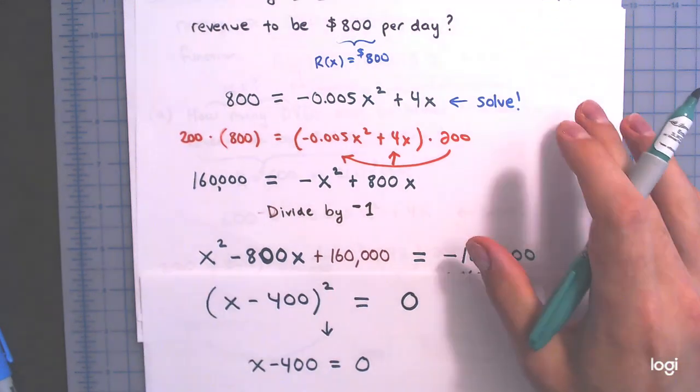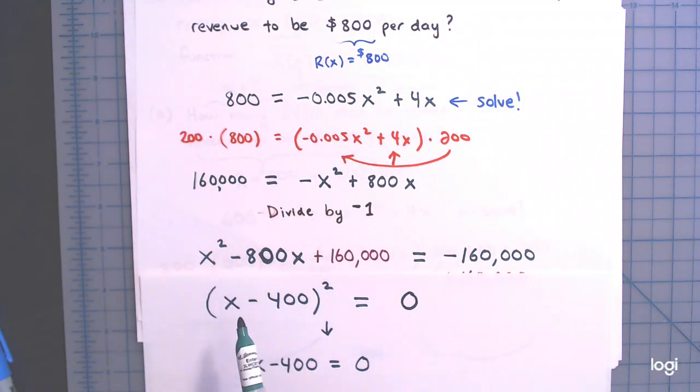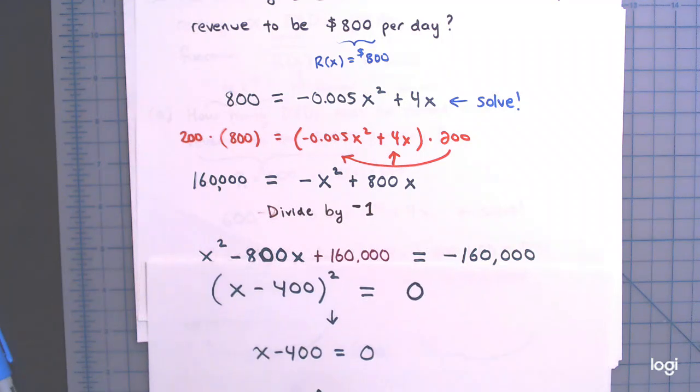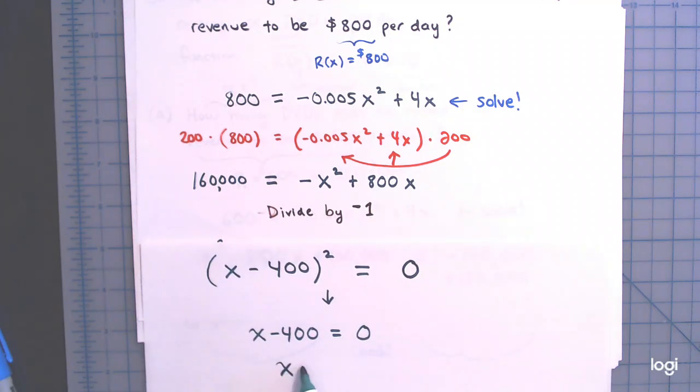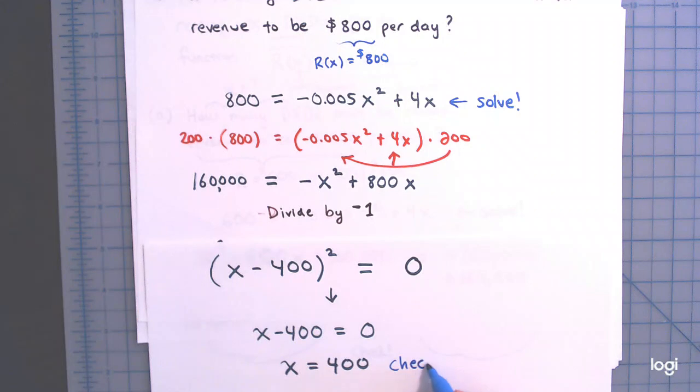Or you could also use the square root property and say x minus 400 is the square root of 0, which is 0, or x minus 400 is the negative square root of 0, but that's also 0. So you'd be getting this same equation twice, meaning we're going to have that single repeated root, right, or that one repeated solution, and that's going to be 400, right? If I add 400 to both sides, x equals 400, and don't forget to check it.